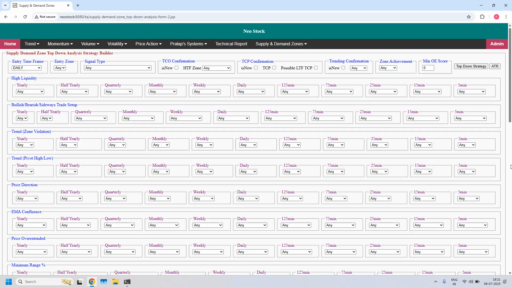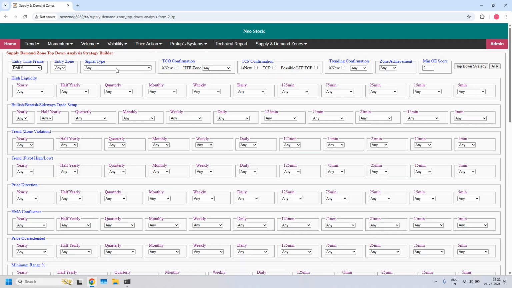Okay, now I am going to generate different supply demand zone reports. First, I will generate daily and 75 minutes high liquidity zones from stocks near demand and supply zones. And you can use those high liquidity zones for the HLQ zone strategy learned in the lesson 21.3 video.